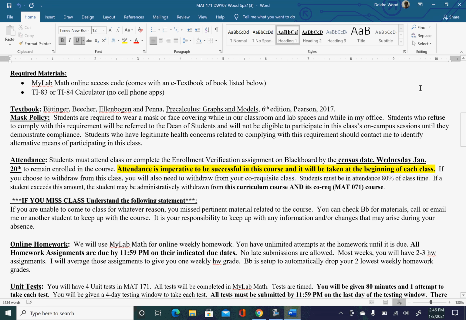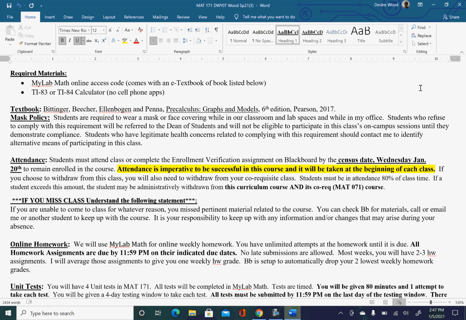Required materials, you need an online access code. But by you registering for this course, you were given what is referred to as inclusive access. So therefore, this is not something that you have to buy extra. I will show you more about that here in a few moments in the course itself. But you should have already been emailed the code that would allow you access to MyLab Math online. That is where you will be doing your homework as well as taking your tests. Okay, so you need that MyLab Math online access code.